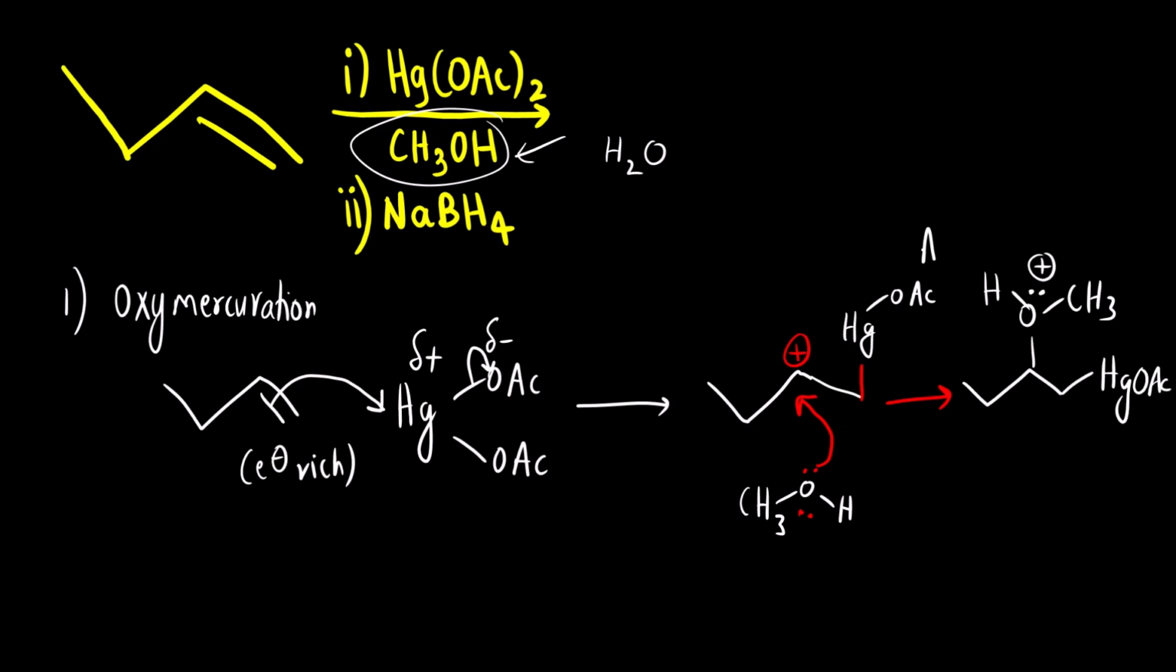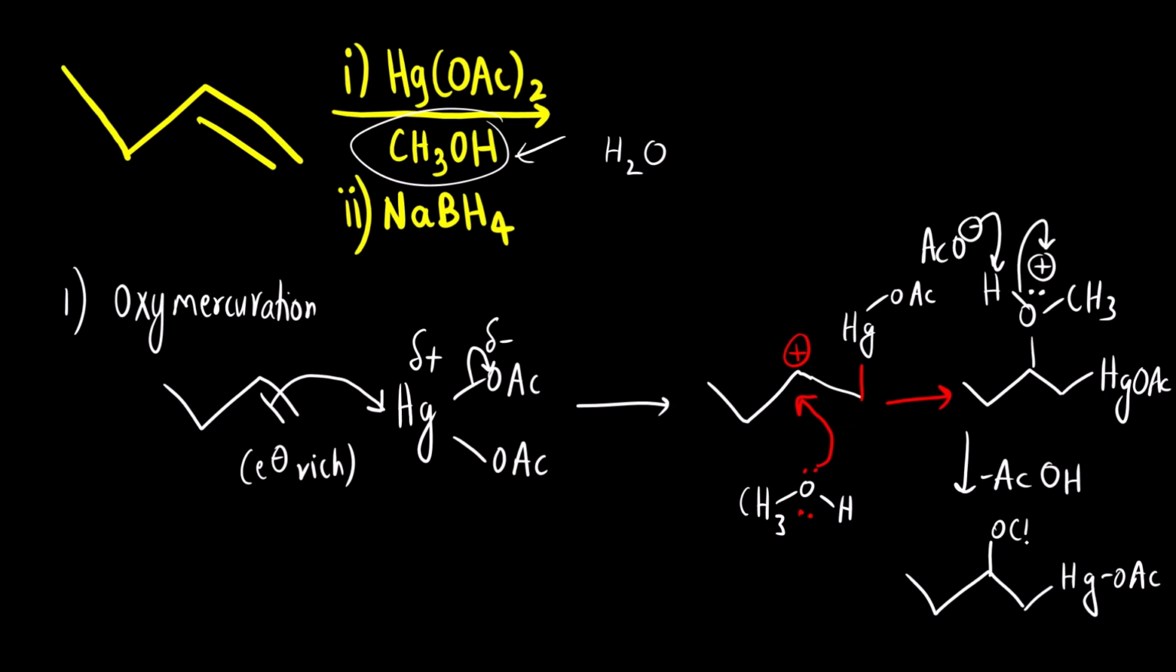So now what will happen? The AcO minus that we had removed will now abstract this proton and oxygen will get its lone pair, and what will be removed is acetic acid, AcOH. And what we will get is HgOAc, and here there is OCH3 that is attached, a methoxy group. So oxymercuration is completed. Why is this called oxymercuration? Oxy meaning oxygen. OAc group is added and mercury. Mercury and oxygen both are added. That is why it's called oxymercuration.